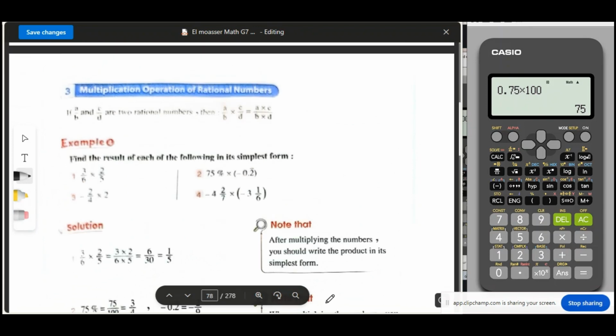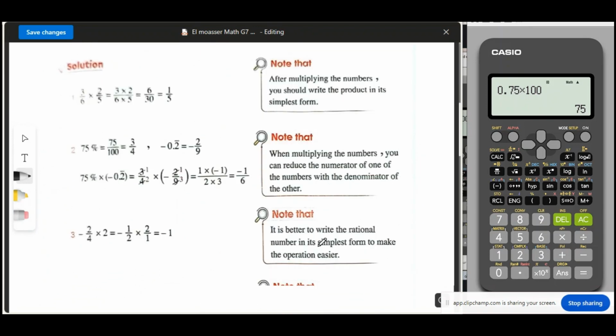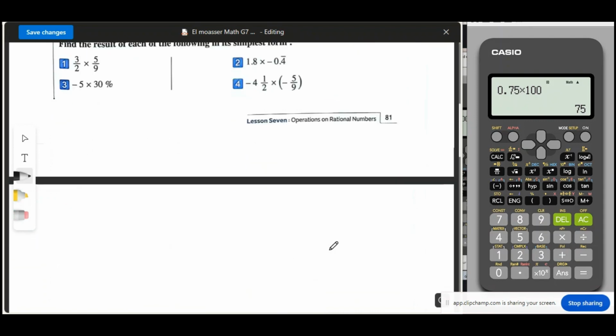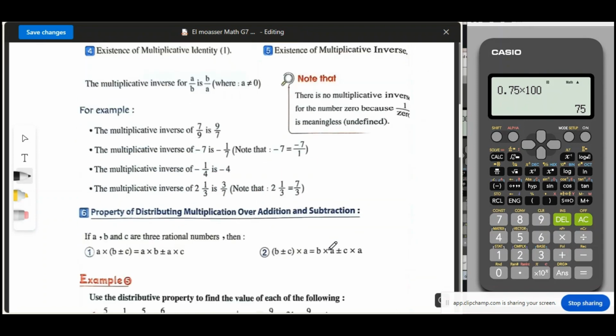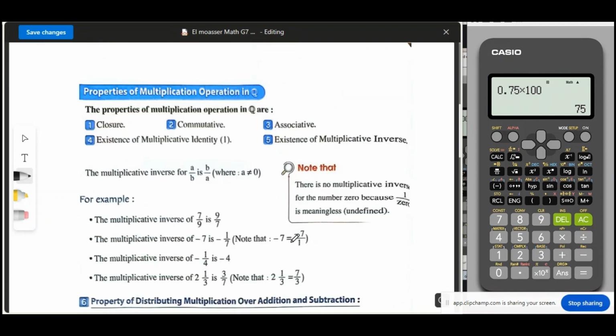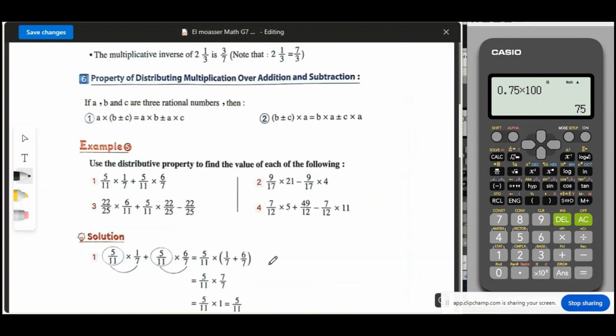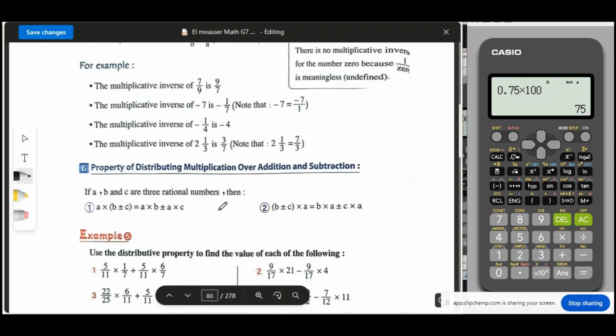Now the last thing, multiplication operation, rational numbers. Yeah, I think it's duplicated anyway. Sorry. Put it like properties of multiplication. Here is the distributive property. You should know it with me.